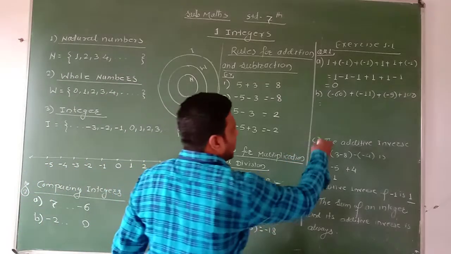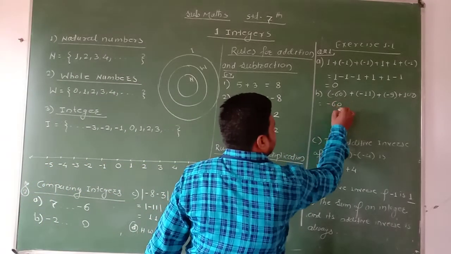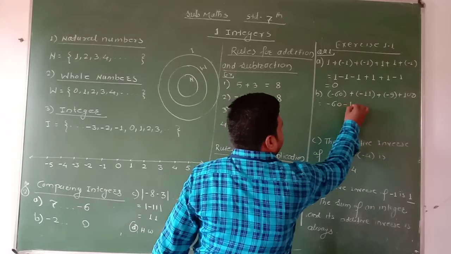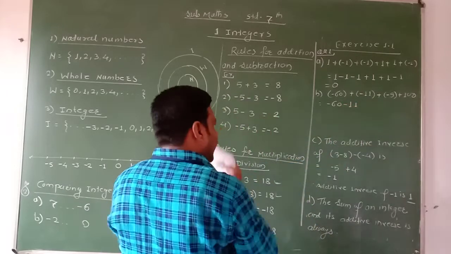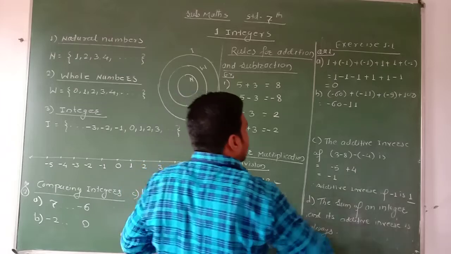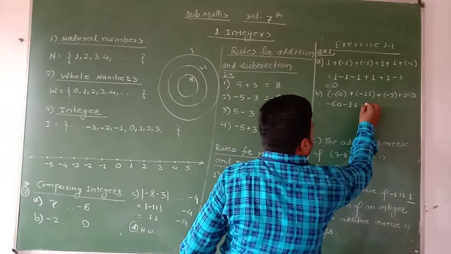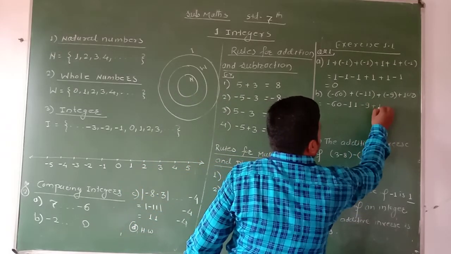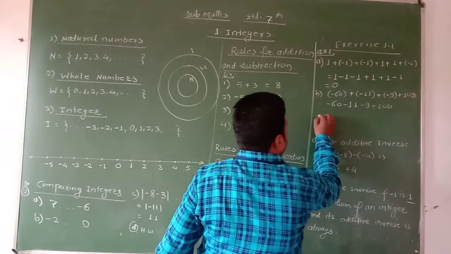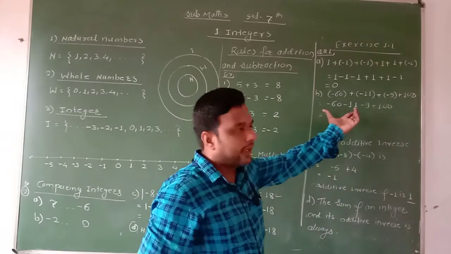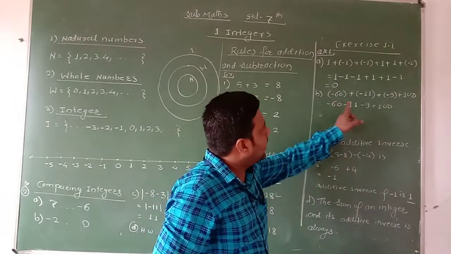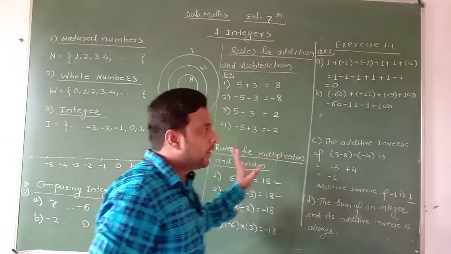Here we remove the bracket first. Minus 60 here as it is, plus minus that becomes minus 11. Then here again plus minus that is minus 9 and there is plus 100. Okay. Now in this step here we remove the bracket. Now do the addition and the subtraction according to rule.